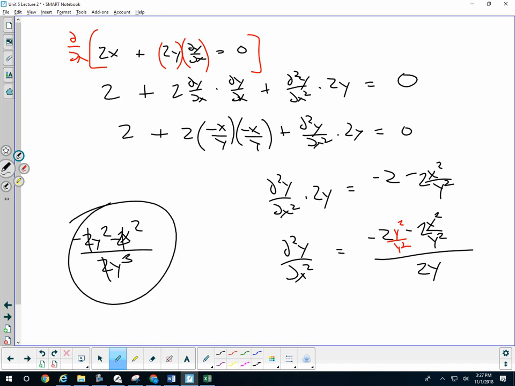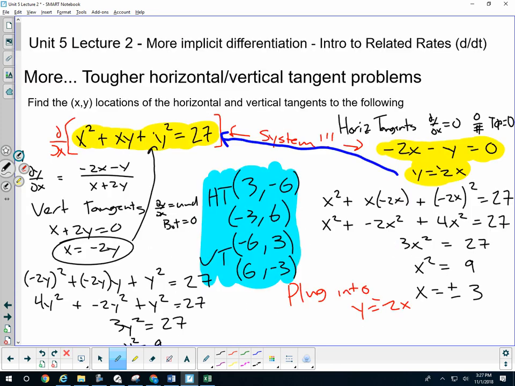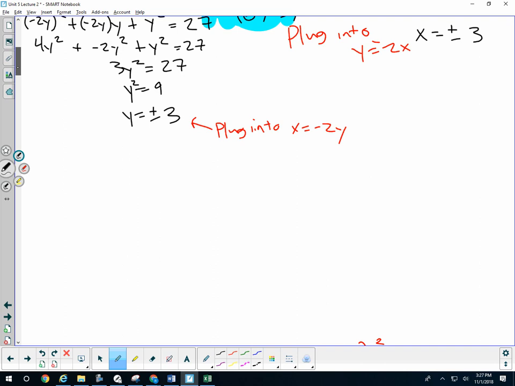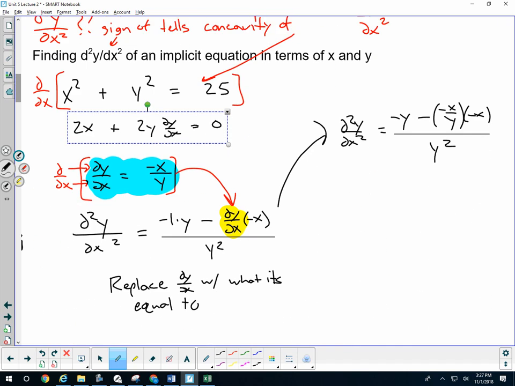If you'd like to do it this way, you can. However, again, you have to use the product rule with a dy/dx. Derivative of the first times the second plus the derivative of the second times the first. You'd have to substitute in maybe more than one time, potentially. So you'll get the same answer. However, I would recommend solving for dy/dx and then taking the derivative again.